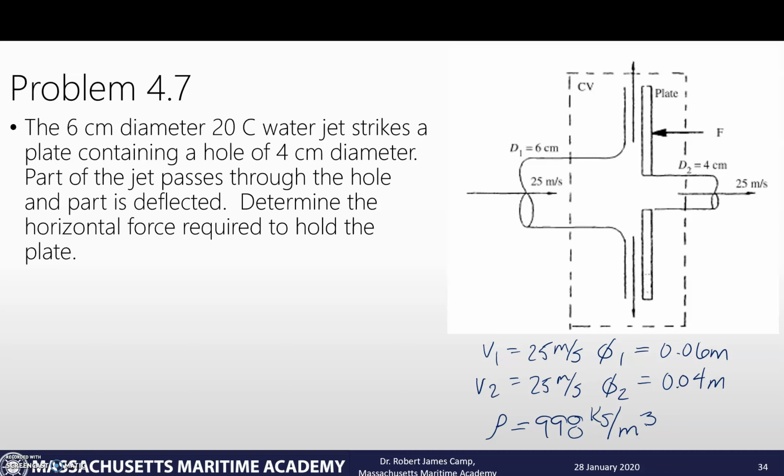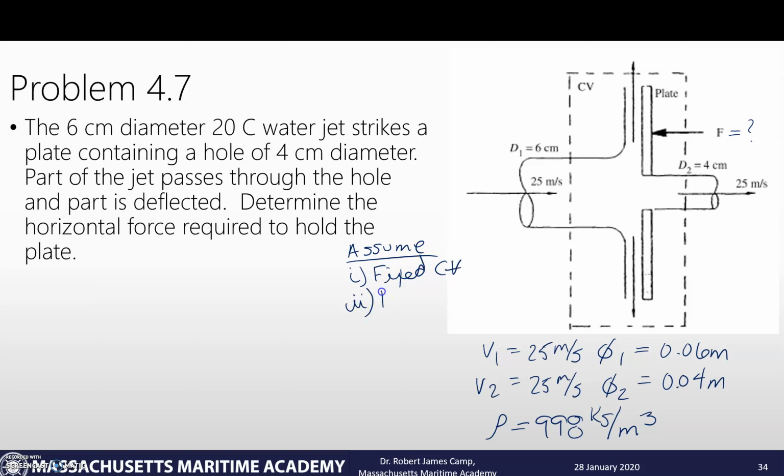And so what are we trying to find? We're trying to find that F force here. We want to know what that is. So we're going to have to use the conservation of linear momentum. So let's make a couple of assumptions about our problem. And so as I take a look at it, I'm going to assume definitely it is a fixed CV. It's not moving anywhere. Fixed CV.